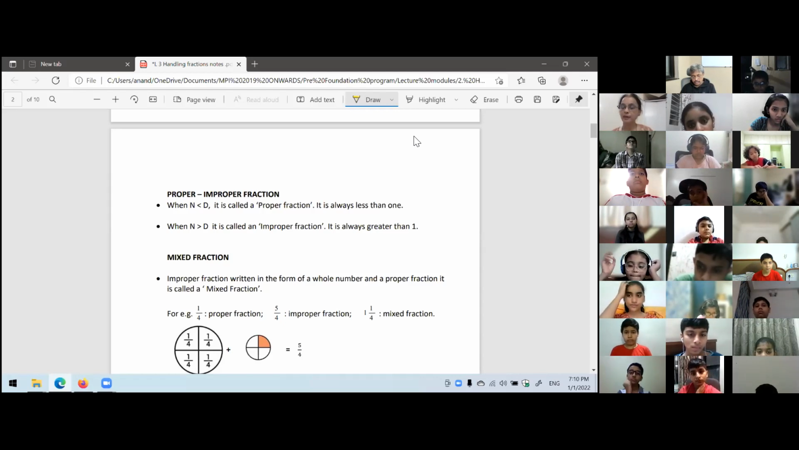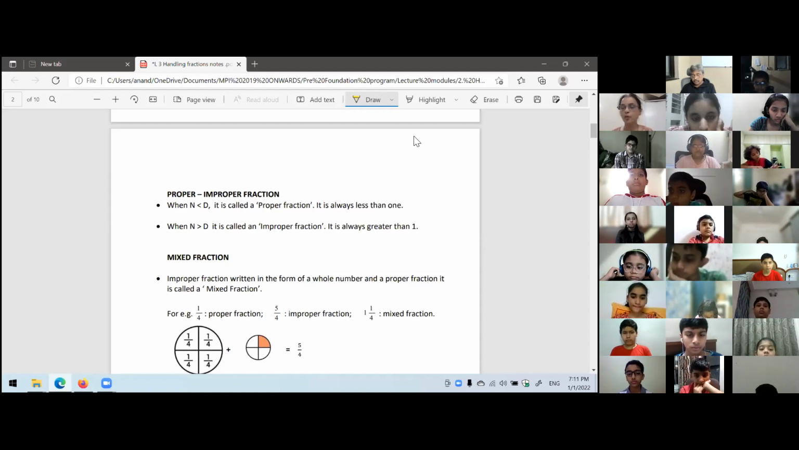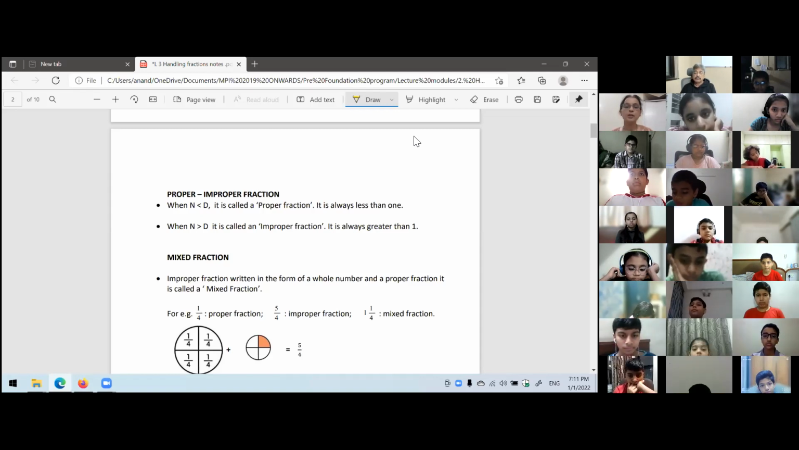When n is smaller than d, if I'm making 10 parts, I'm taking something definitely less than 10. So it is never whole. So a proper fraction is always less than 1.